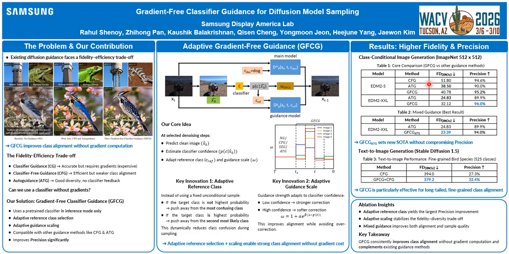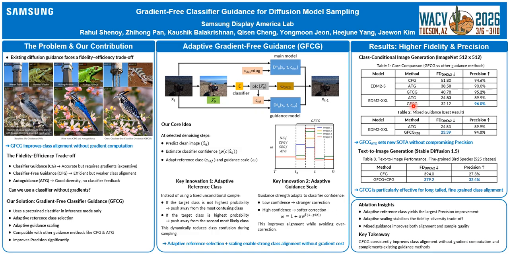On the right side of the poster, we evaluate GFCG on class conditional image generation using ImageNet at 512 by 512 resolution. Using the EDM2 diffusion models, GFCG significantly improves class precision compared to existing gradient-free guidance methods. For example, on the EDM2S model, autoguidance achieves 90% precision, while GFCG improves this to 95.2%. Similarly, on the larger EDM2XXL model, precision increases from 89.9% to 96%.